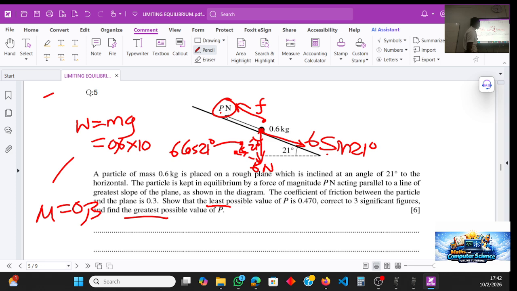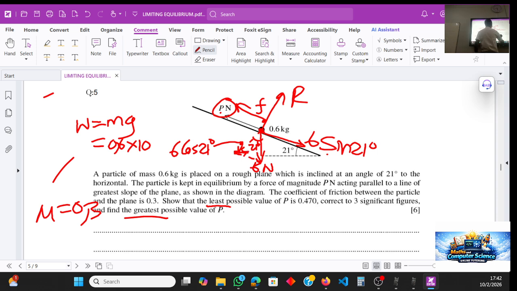So let's try and navigate this problem. Remember, perpendicular to the plane in an upward direction, we have our normal reaction force. Then downwards, we have our weight.